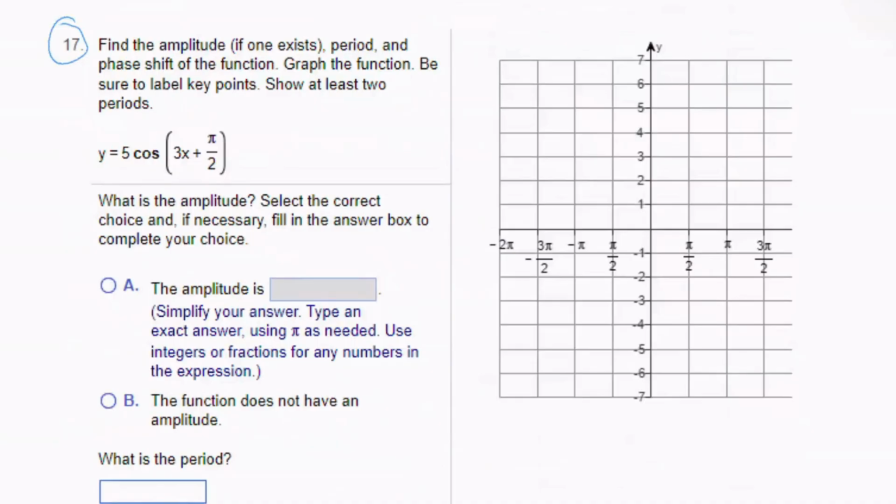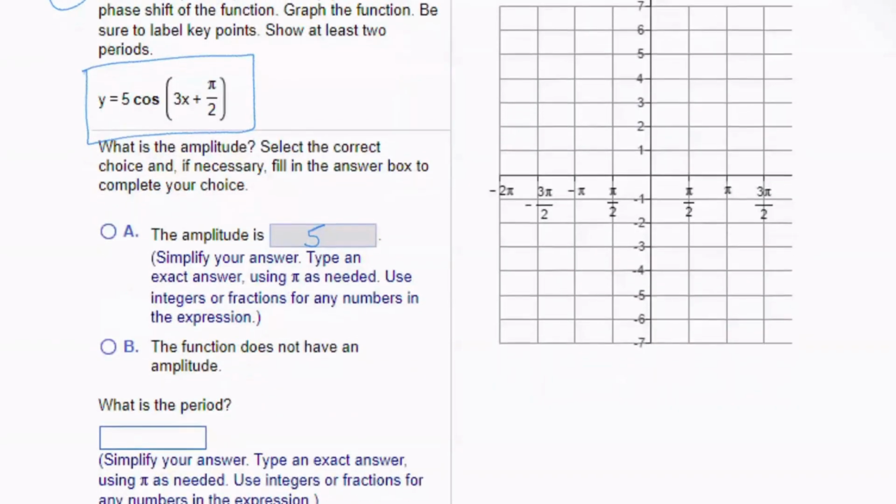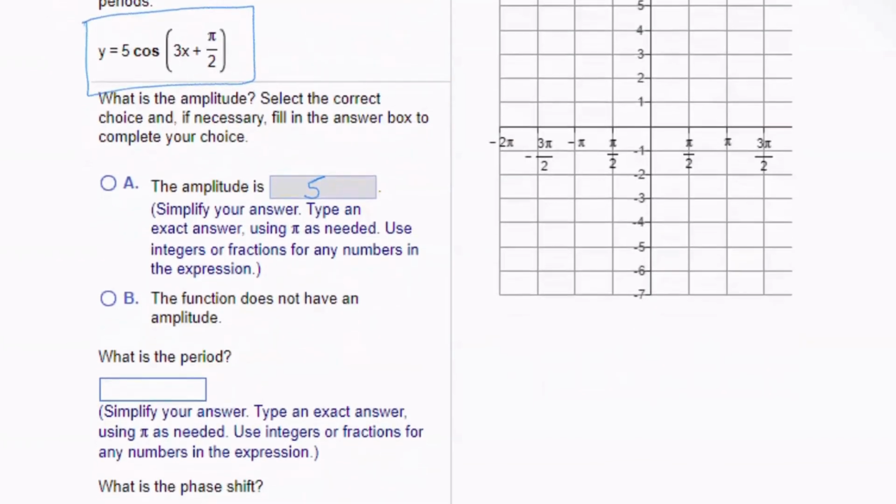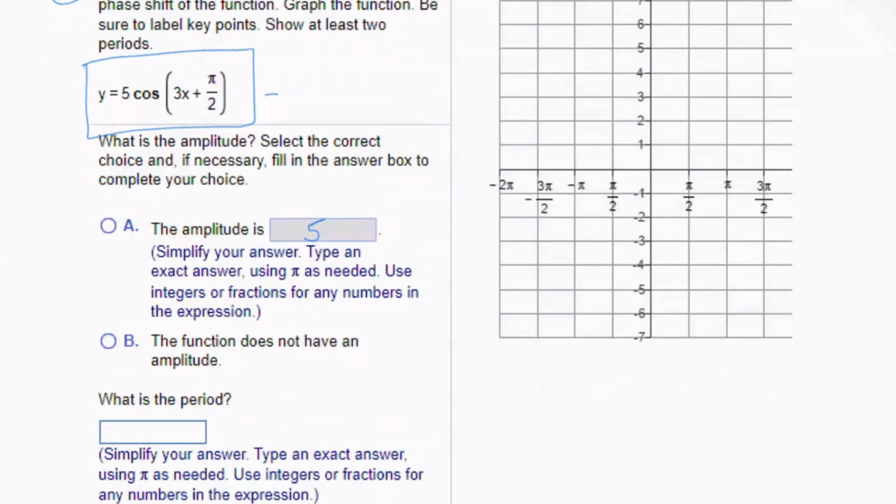Okay, so you have that function. The amplitude is 5, obviously. Then for the period, we may have to do one more thing, right? We write this function in this form: 5 cosine. So we factor out the 3, remaining with x plus pi over 6, when we factor out 3.